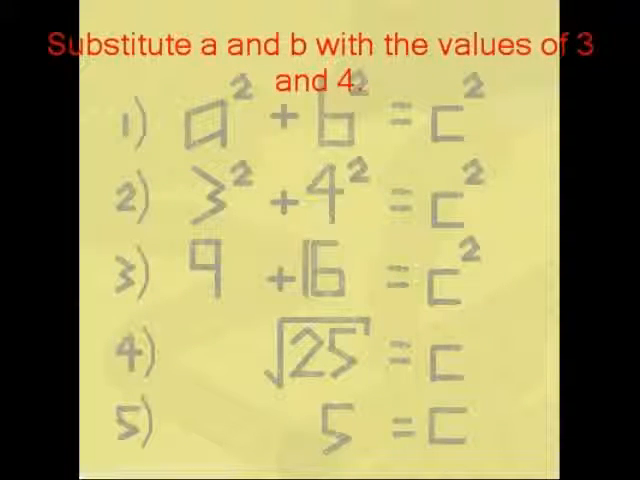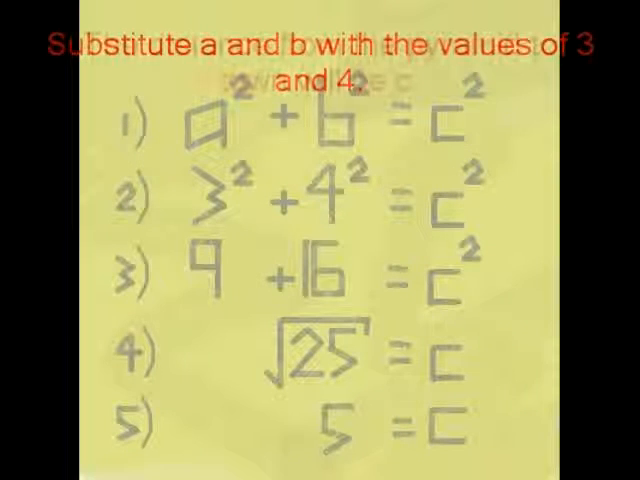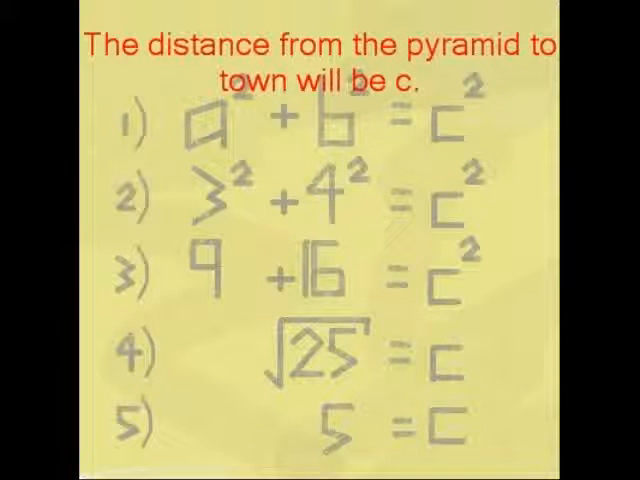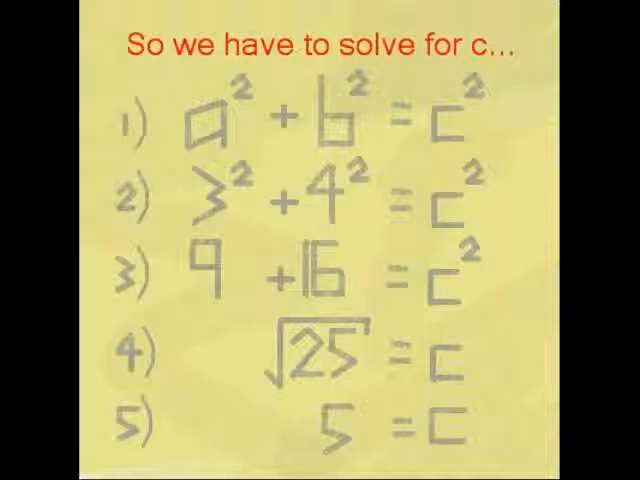Substitute a and b with the values of 3 and 4. The distance from the pyramid to town will be c. So we have to solve for c. In step 2, 3 squared plus 4 squared equals c squared simplifies to 9 plus 16 equals c squared, or 25 equals c squared.